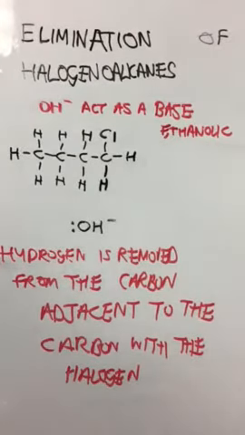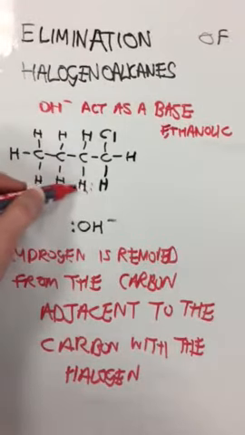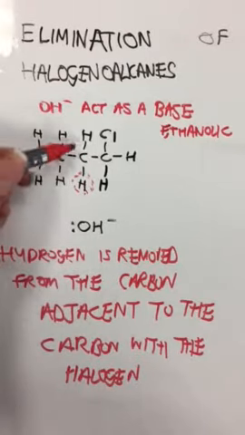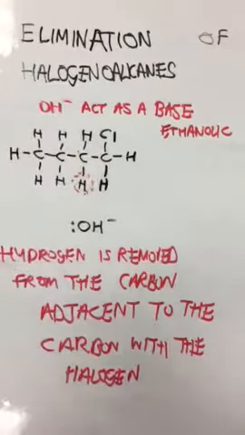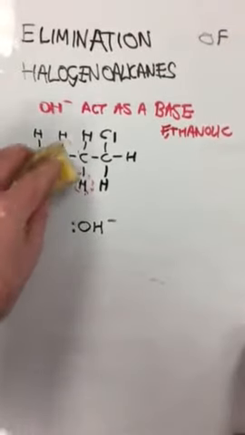So, what we need to do then is to remove the hydrogen on this carbon. So this hydrogen here, because this carbon is adjacent or next door to the carbon containing the halogen. Okay, so we'll just clear this whiteboard and we'll do our mechanism.